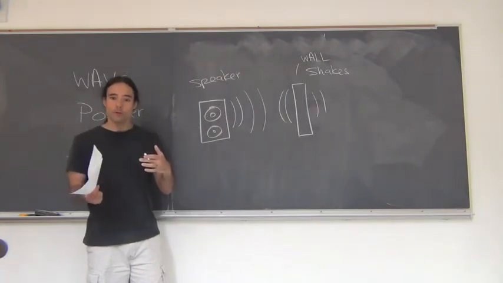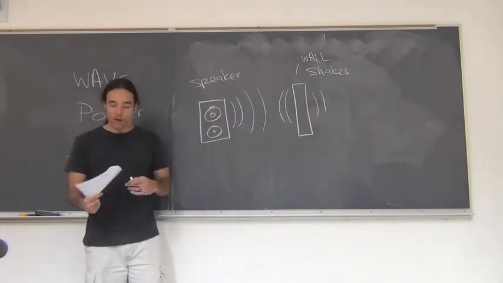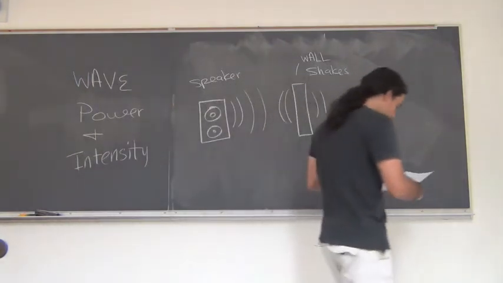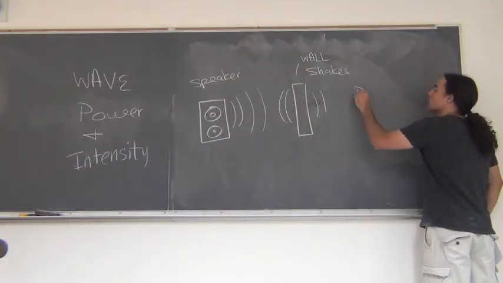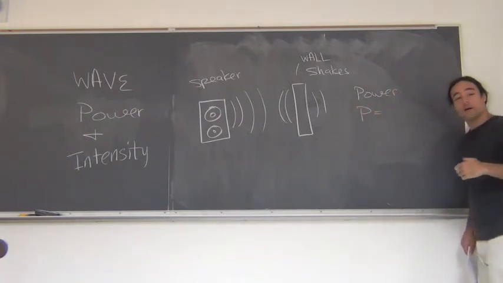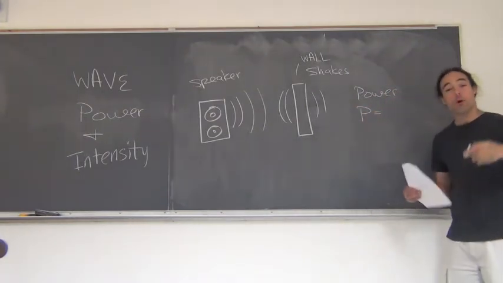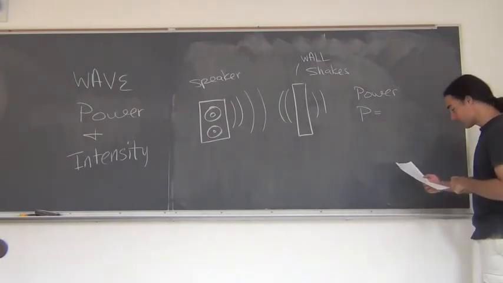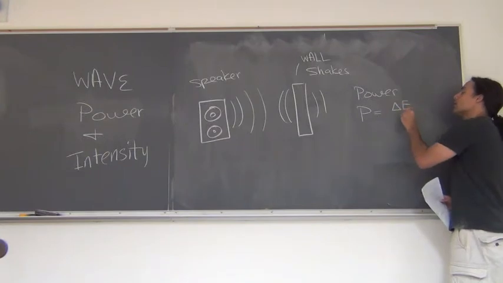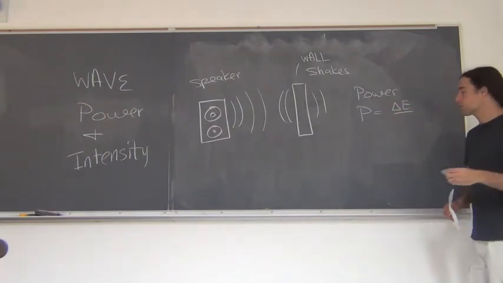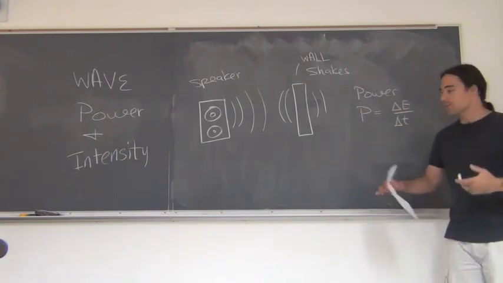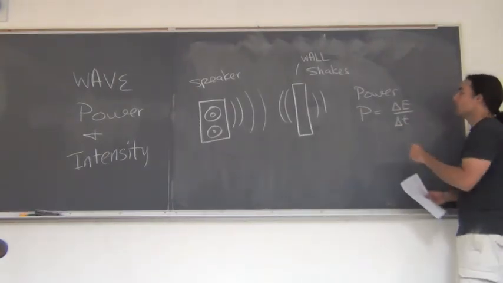So we want to characterize that. We want to quantify how much energy is being spent. So we're going to look at the power being emitted by the speaker, or whatever source of wave this happens to be. And just a reminder, power is the change in the energy divided by the change in the time. So how much energy is coming out of the speaker every second.